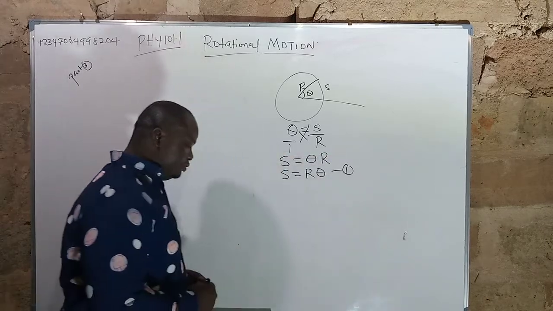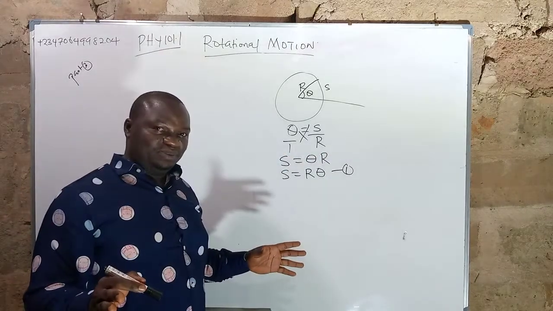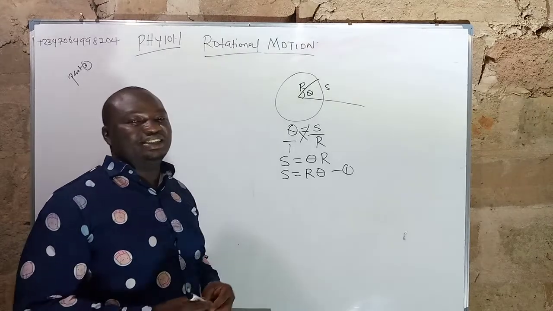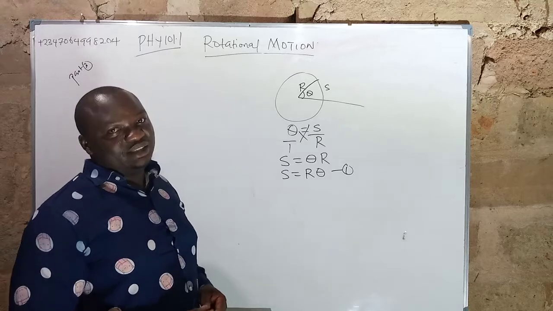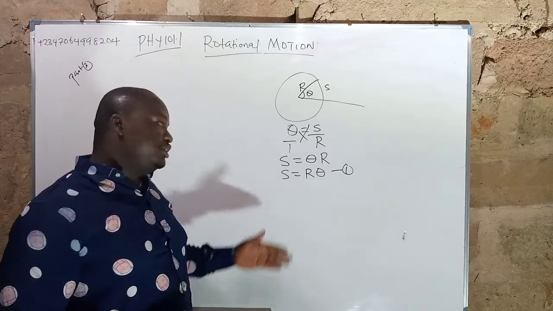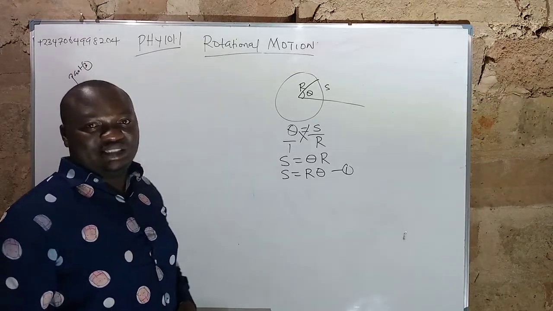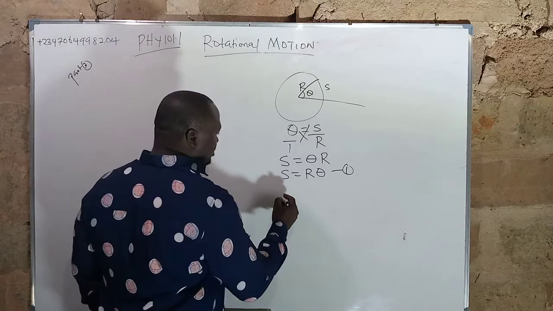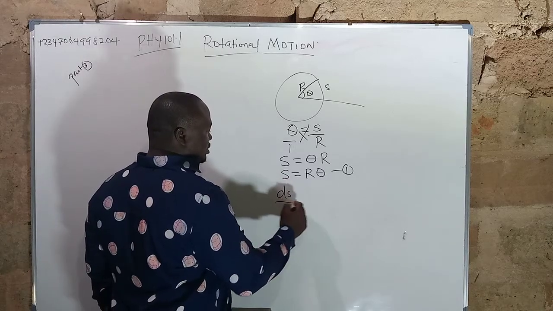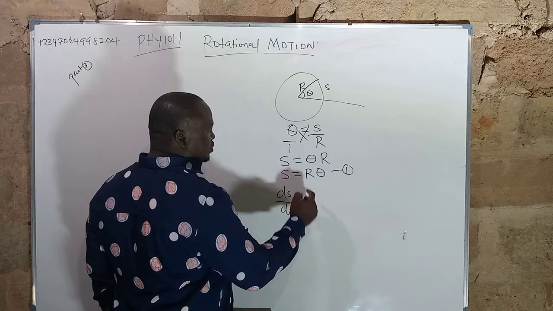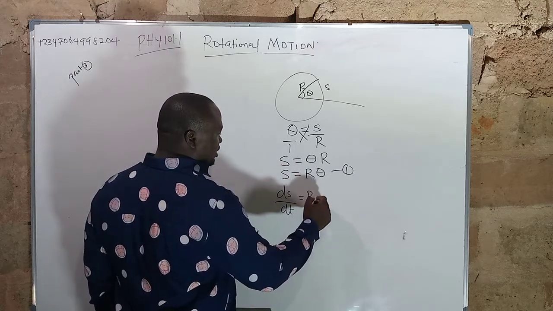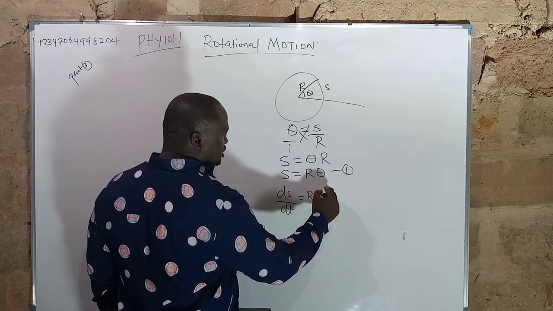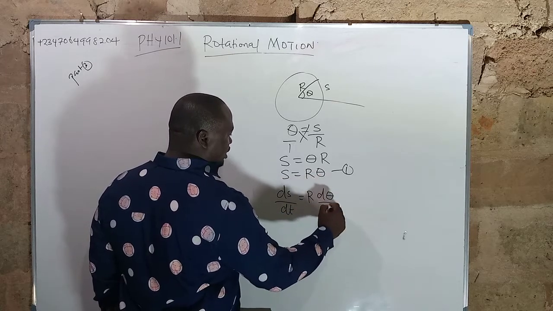Now look at what I want to do. I want to differentiate with respect to t. If you do not know how to do differentiation, it's on my channel. Please watch the video. So differentiating with respect to t, dS all over dt is equal to, this is radius, so it's a constant, then you have R into d theta all over dt.